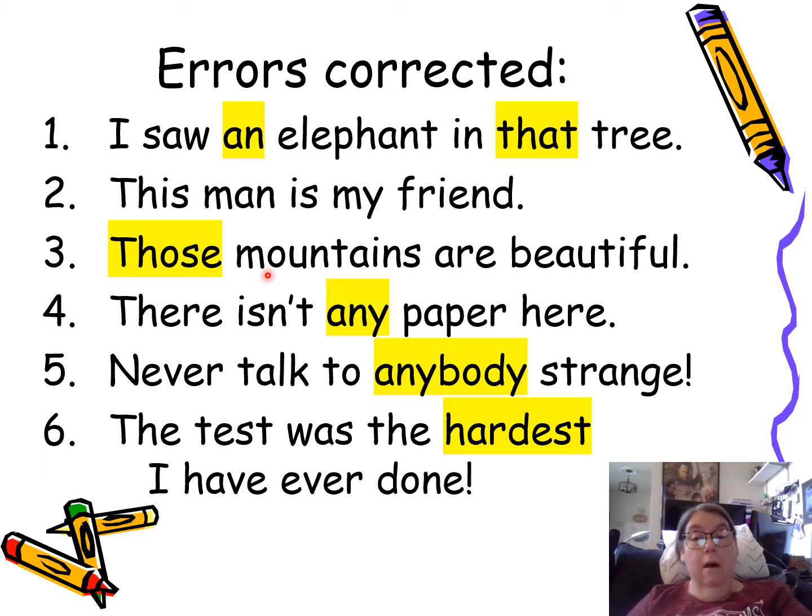I could say the mountains. And there isn't any paper here. I could also have changed this to there is no paper here. Never talk to anybody strange. I changed nobody to anybody. And then the last one, I took out the most because most doesn't add anything to the fact that I've already used est here.